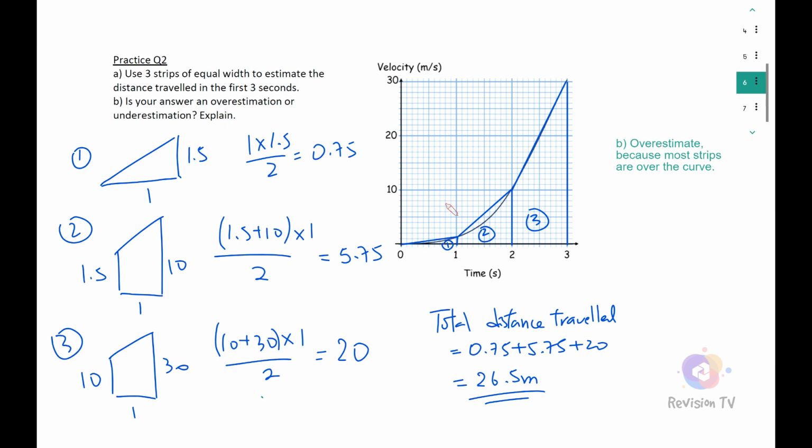And then for part B, it's an overestimate because you can see the strips that we drew are actually over the curve. How do you know? You can see the curve is actually under the strip. So that gap means we're overestimating the area.